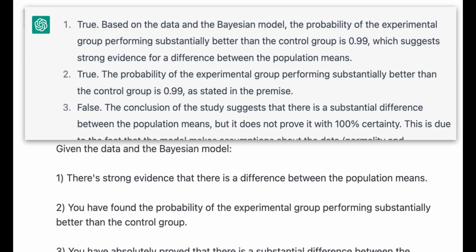So p-values, ChatGPT doesn't really know about p-values, and humans don't either. ChatGPT is pretty good at answering questions about Bayesian probabilities, and maybe humans as well. It's up to you what to make of that.